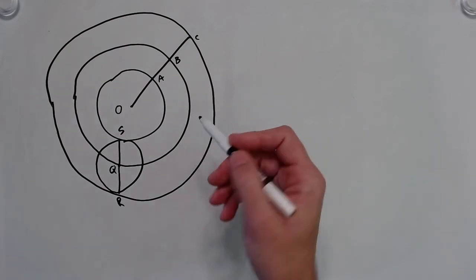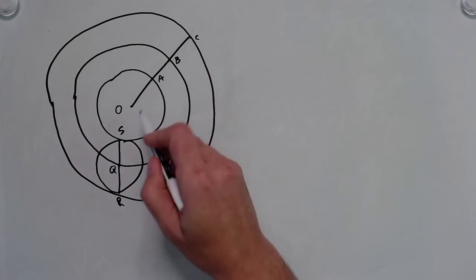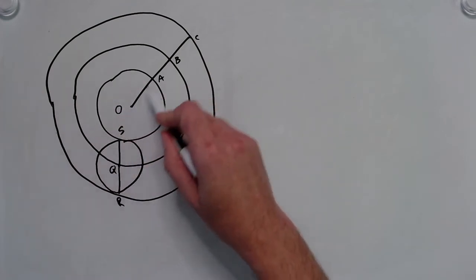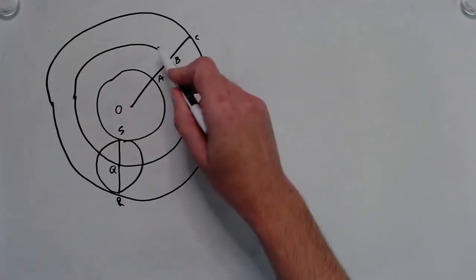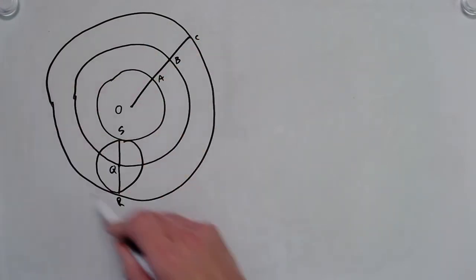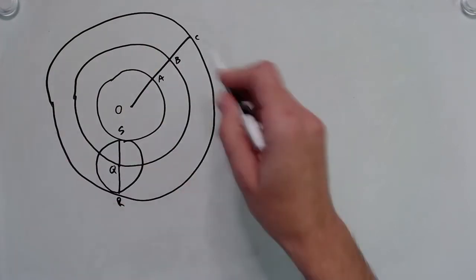So let's ask some questions about this figure. How many concentric circles do we have here? Looking at O, it's the center of this circle with radius OA, but it's also the center of this circle, which has radius OB, and then it's also the center of this big circle, OC. So we have 3 concentric circles here.